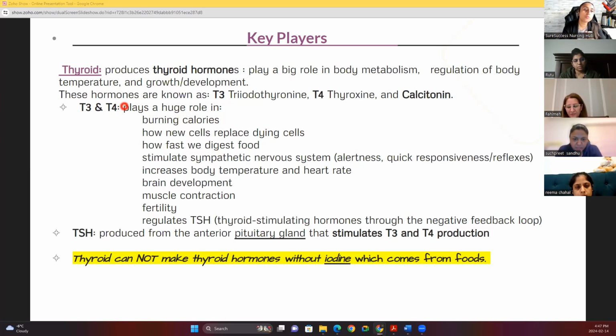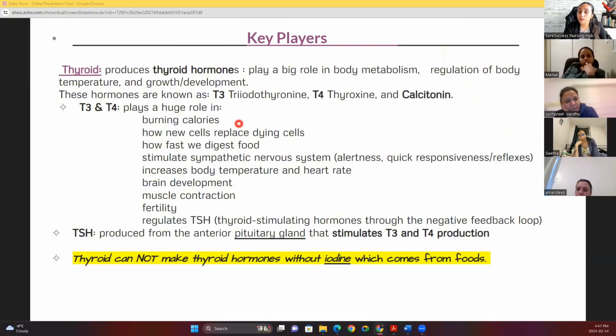For example, if I have too much T3, T4, I mean hyperthyroid, what will happen to the burning calories? It will burn too many calories, right? Agree? Whatever the patient is eating, everything is burning so much. And that is why what will be the weight of this patient? Low. And the patient who is having hypothyroidism, are you burning the calories? No, because your body metabolization is low, and that is why your weight is high.